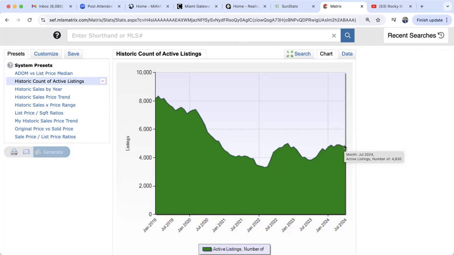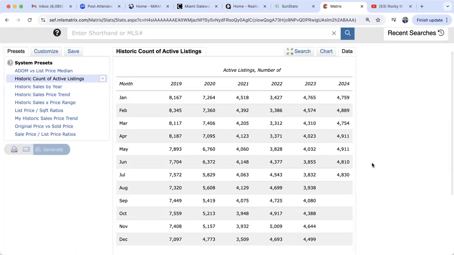Single family home, Miami-Dade County. If you want to see the data, you click on data and let's take a look. So over the last 5 years, let's look at July. 7,500 active listings in 2019, 58, 4,000, 4,500, 3,832. Now it's 4,830. All right. Compare every month of every year.